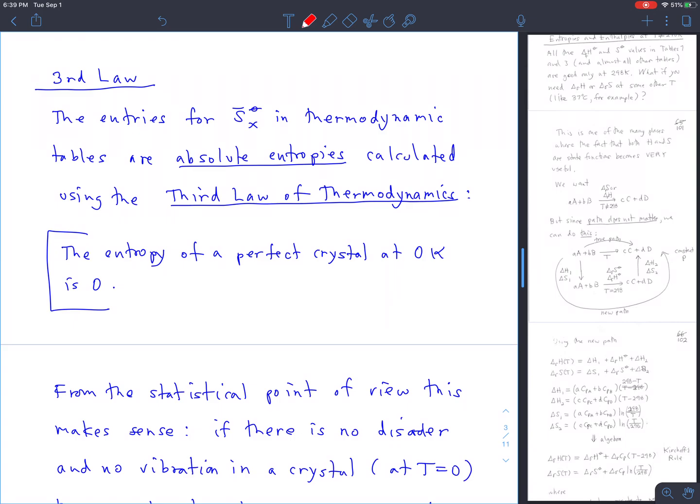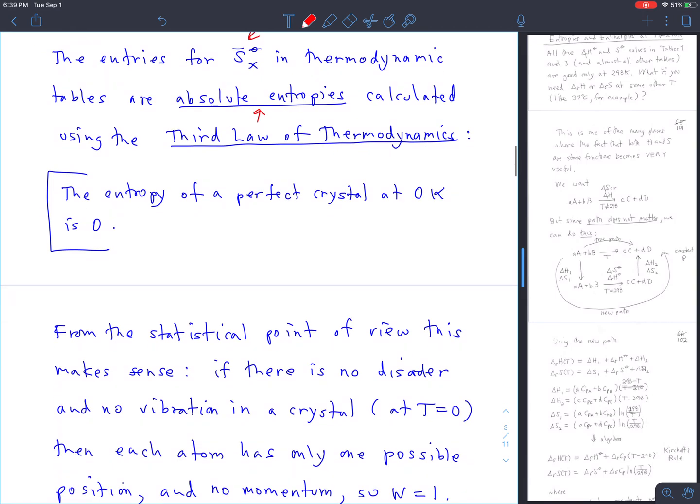The entries that you see in the tables are not delta S's. Everything else you'll see, delta H's and delta G's and so on, have a little delta in front of them, but these are not delta S's. These are absolute entropies. And the reason they're absolute entropies is because they're calculated using the third law of thermodynamics. And what the third law says is that the entropy of a perfect crystal at zero temperature, no thermal energy whatsoever, is zero. In other words, the entropy has its own natural zero point.